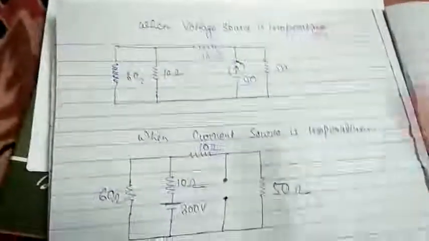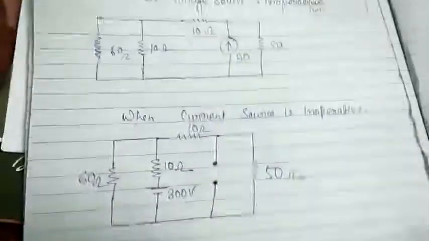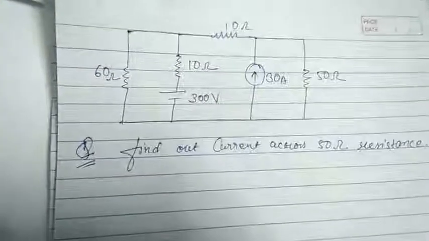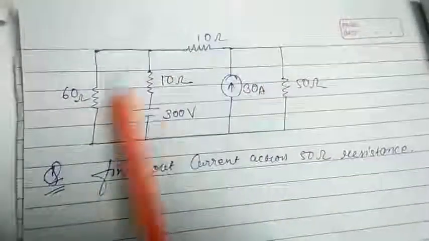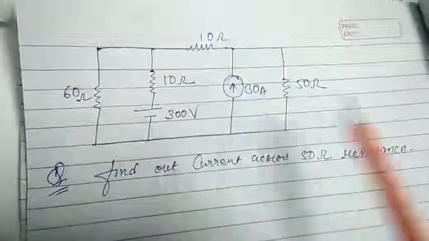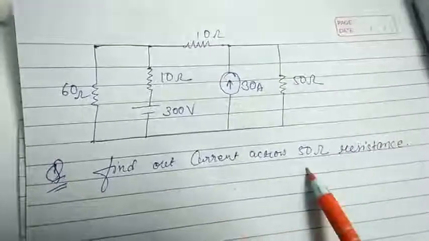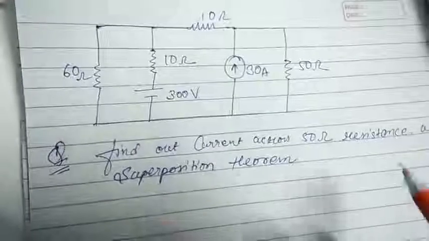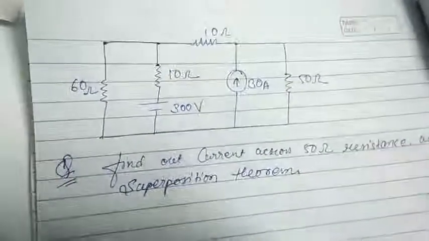Now we are going to solve one problem based on the superposition theorem, so that you can be very clear on this topic. Here we have this question. This is the network given here, and you are asked to find the current across the 50 ohm resistance using the superposition theorem.